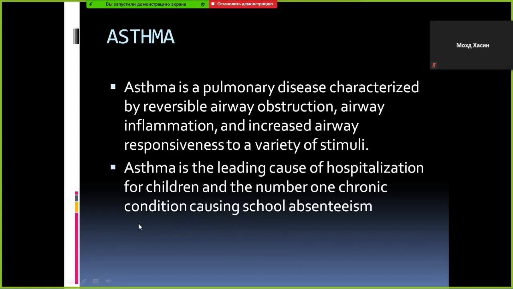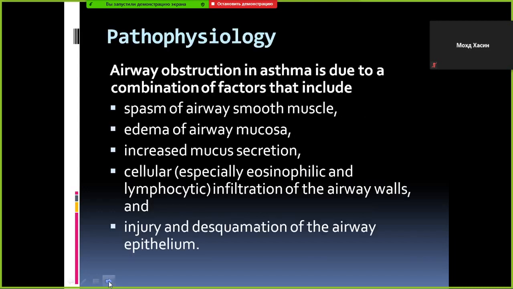So bronchial asthma is a leading cause of hospitalization for children and the number one chronic condition causing school absences. So it means that bronchial asthma is a very important disease for adolescents and children, but also for adults too. Some words about pathophysiology of bronchial asthma.